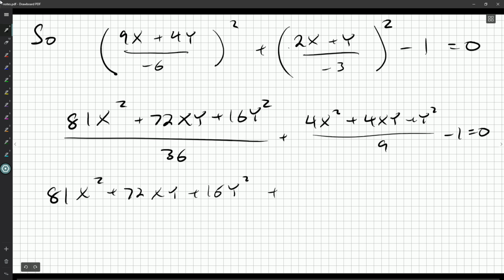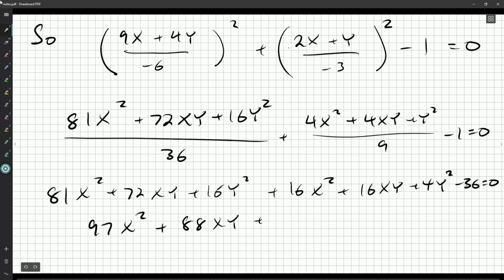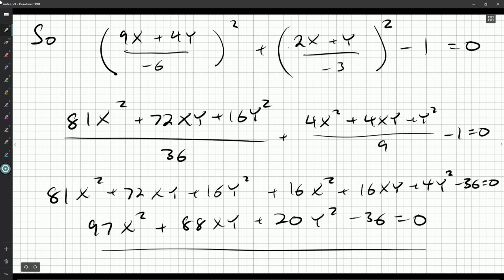That gets rid of this 9 at the cost of a 16 up here. 16 and a 4. And that 1 turns into a 36. And now we can just group these. So 97x squared plus 88xy plus 20y squared minus 36 is equal to 0. And I think that's a nice, neat expression.